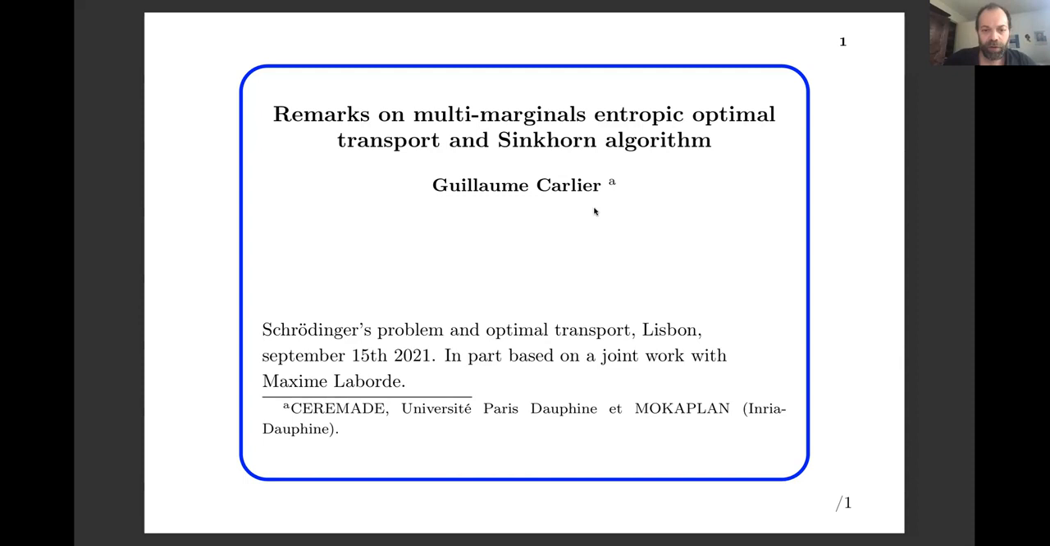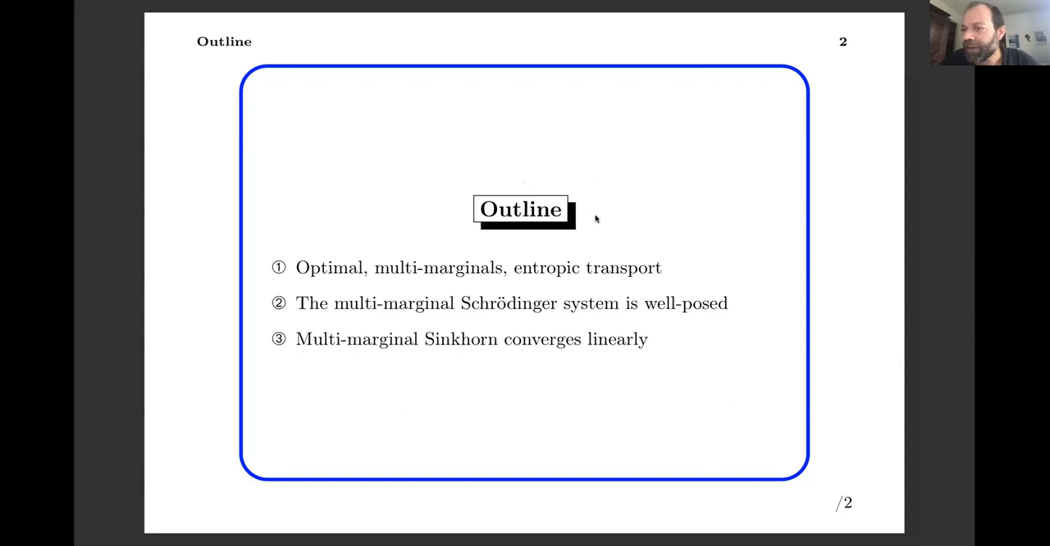Okay, so I will start. The first part will be kind of useless for most of you because you're all familiar with optimal transport, multi-marginal, maybe not, but entropic transport. The first part of my talk will be devoted to a description of the problem I'm interested in. Then I will give a proof of why this multi-marginal Schrödinger system is well posed in the standard sense of Hadamard, meaning existence, uniqueness and smooth dependence with respect to the data of the problem. And then I will say a few words about why the multi-marginal Sinkhorn converges linearly in a quite general setting, provided the cost is bounded.